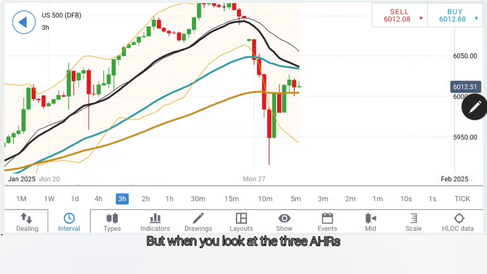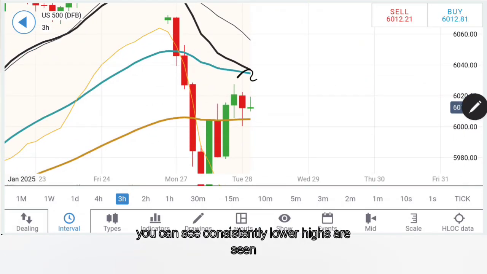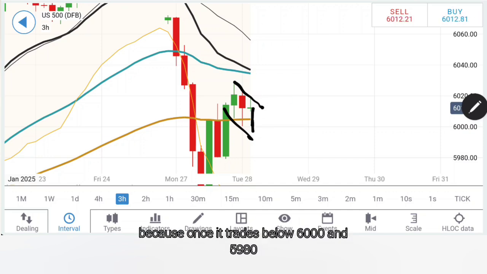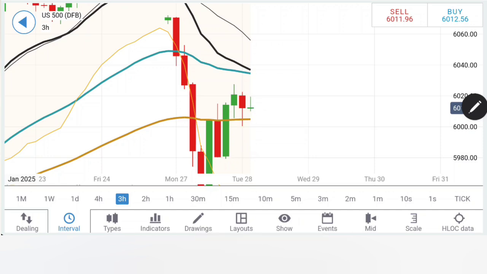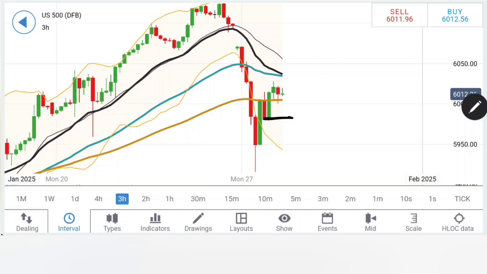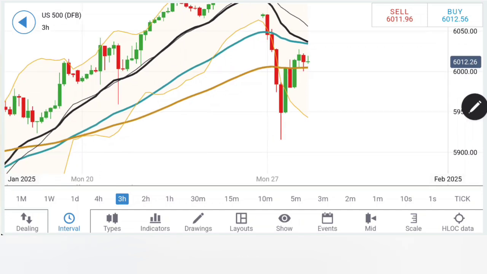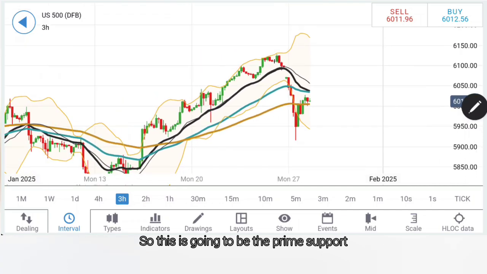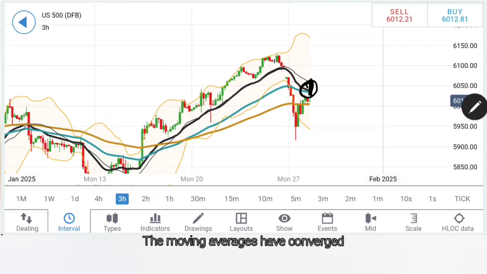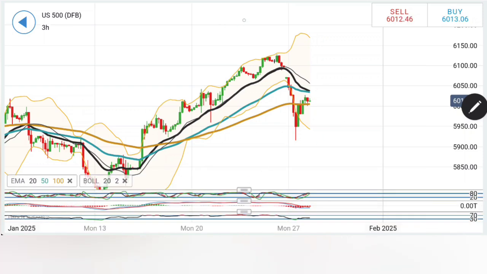But when you look at the 3-hour chart, see what is happening on the 3-hour charts. You can see consistently lower highs are seen, lower lows are seen. So the next couple of candles are going to be of prime importance, because once it trades below 6005, 5980, only and only if you see today S&P trading below 5980, you can expect the next round of drop, which is going to take the price towards 5950. So this is going to be the prime support zone here for the day. Now notice what has happened on the 3-hour charts. The moving averages have converged, but these have not yet crossed over. So these are still not signaling a complete bearishness here.